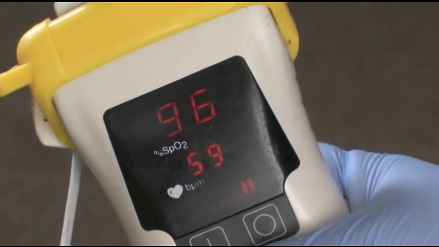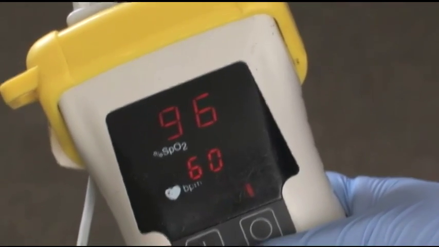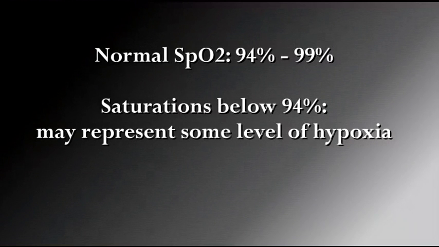The measurement that is reported is the percentage of oxygen bound to the hemoglobin. Normally, the SpO2 is around 94 to 99%. Saturations below 94% may represent varying levels of hypoxia. However, some patients may present normally with an SpO2 of less than 94%, such as a COPD patient.